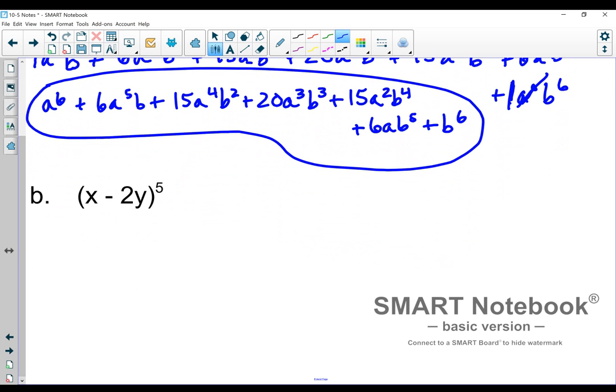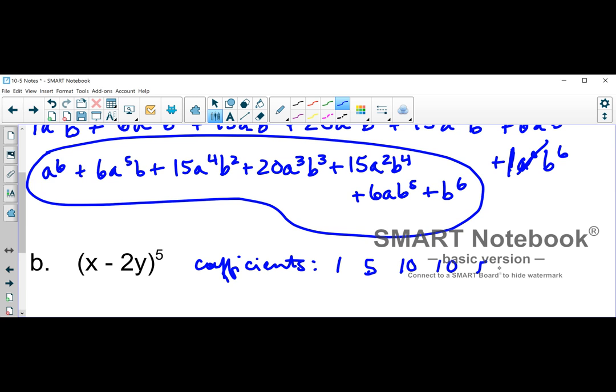So the second one we're going to look at is a little more complicated. We need row 5. So if I go back to row 5, my coefficients from Pascal's triangle, remember when we count, it's the 0 row and then 1, 2, 3, 4, 5th row. So it's the one with the 5 in it. So our coefficients are 1, 5, 10, 10, 5, and then 1.